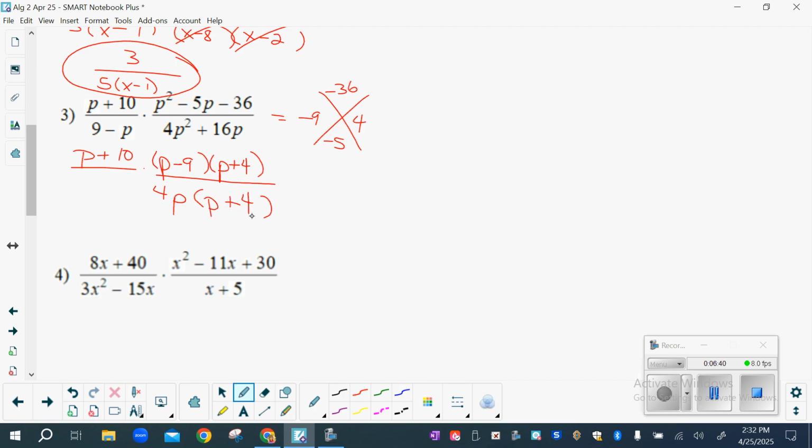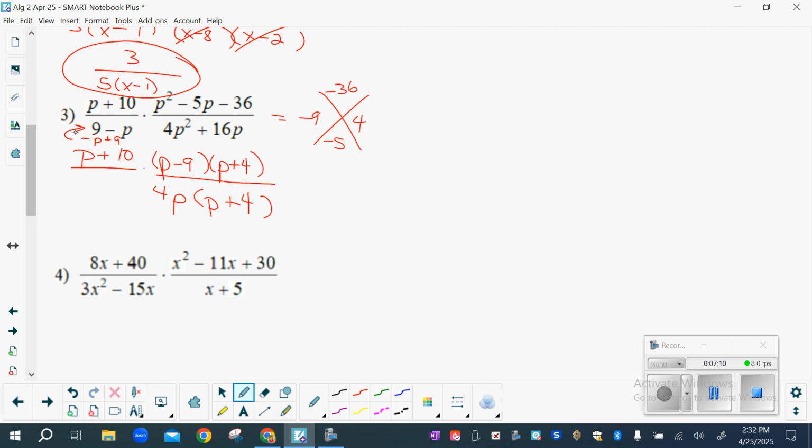Good. Questions on how she got the p plus 4 there? Remember, 4p times p is 4p squared. 4p times 4 is 16p. So you have to be able to get back to that. So now on the 9 minus p, pay attention to this. You haven't seen something like this before. Can I rewrite this as negative p plus 9? Actually, no, you cannot. Is 9 minus p the same thing as negative p plus 9?